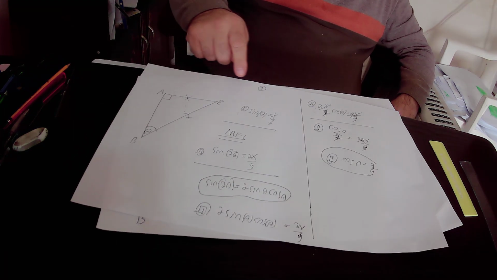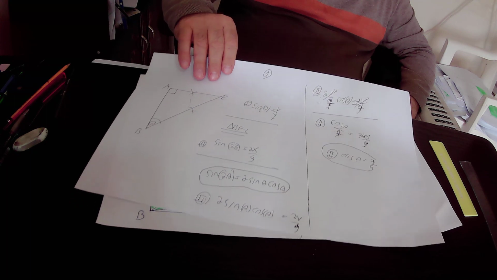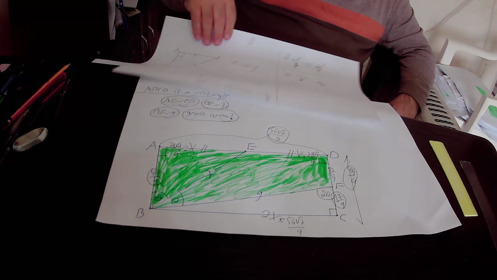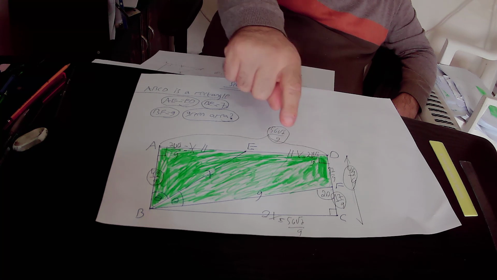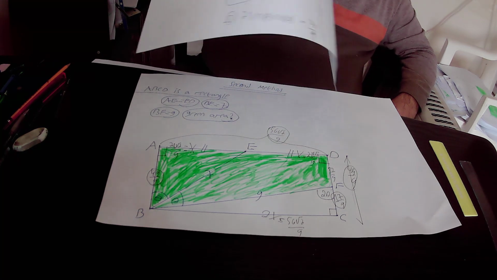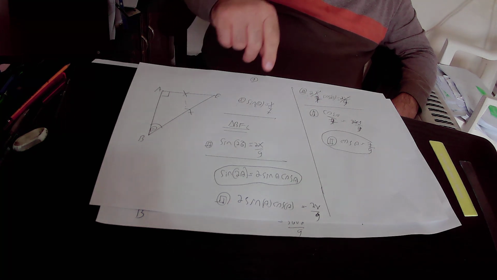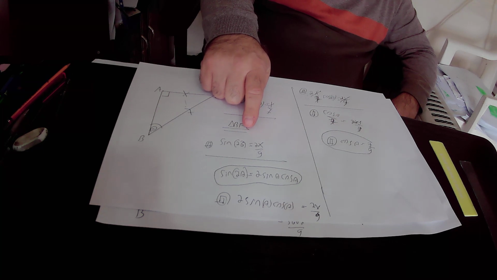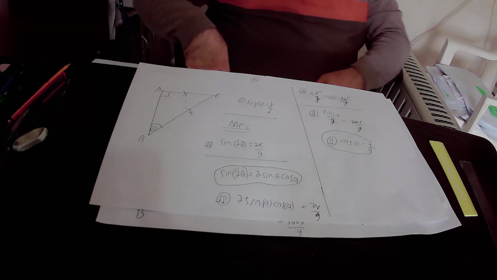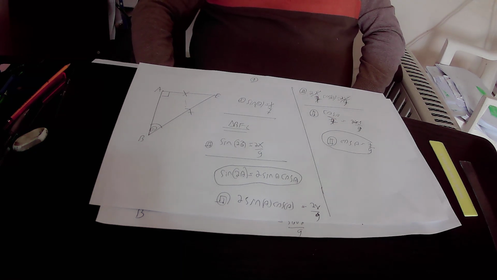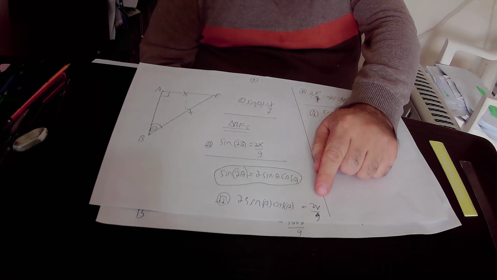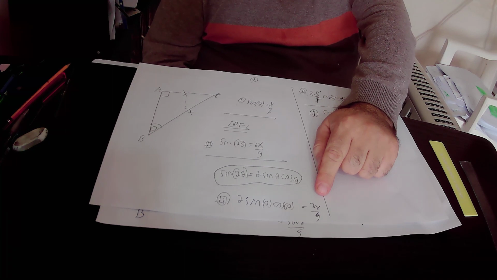Here sin of theta equals x over 7, and in the right triangle BFC, sin 2 theta equals 2x over 9. But sin 2 theta equals 2 sin theta cos theta. So we substituted sin 2 theta by 2 sin theta cos theta, and we got that 2 sin theta cos theta equals 2x over 9 according to equation number 2.